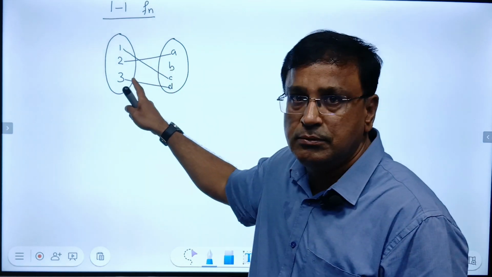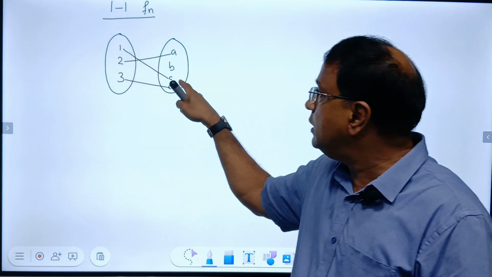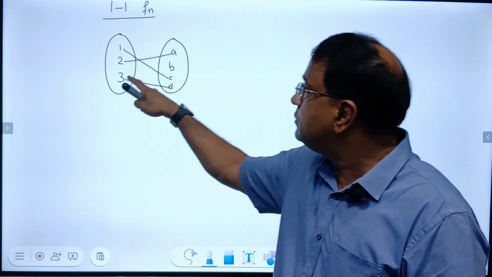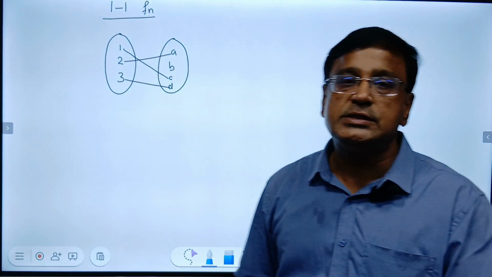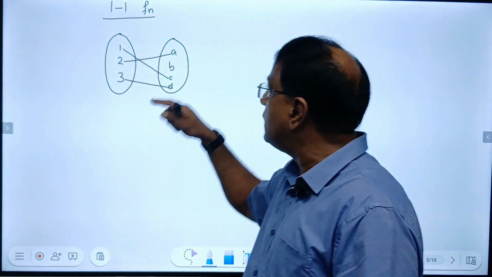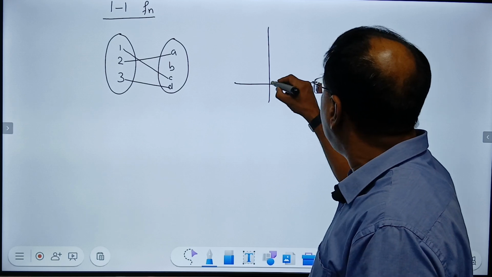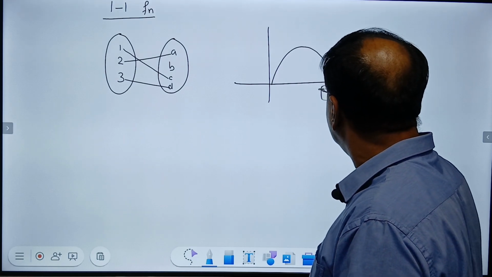This is a function. Elements in the codomain can be left out, but you see 1 goes to only one element, 2 goes to only one element, 3 goes to only one element. Distinct elements go to distinct images. Now graphically, how do I verify? Suppose I have a sine curve like this.